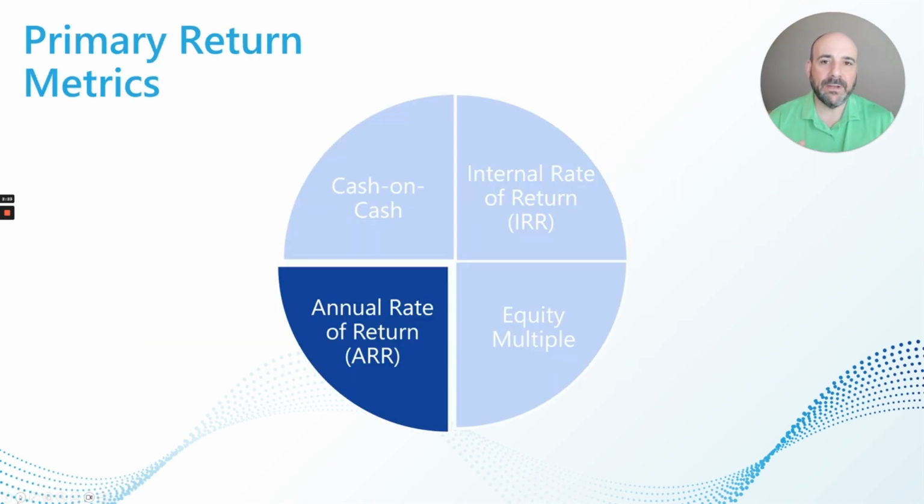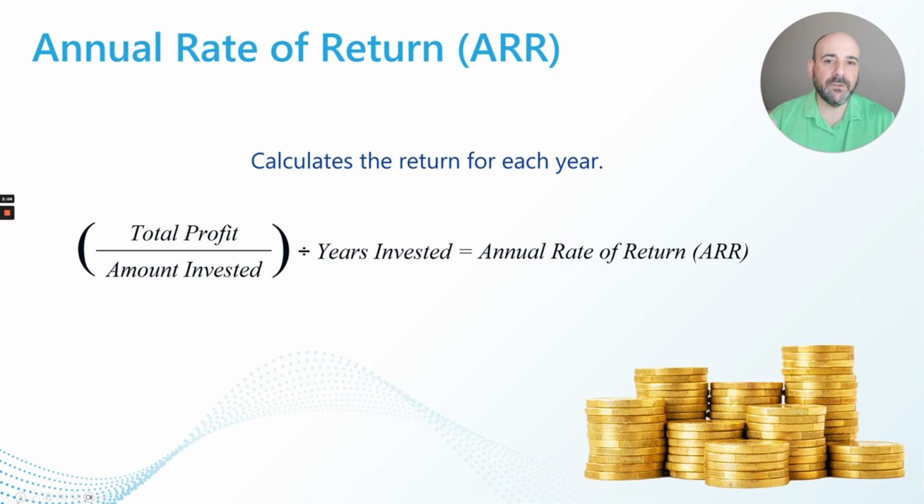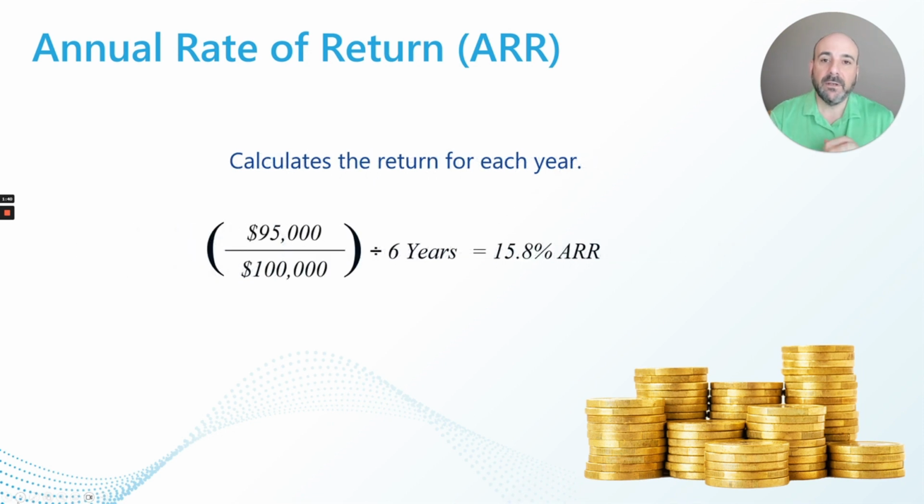Now let's talk about annual rate of return. So average annual return is pretty simple. You just calculate the return for each year of the investment. So say it was a 6-year hold, it was bought, held for 6 years, and then sold. You take the total profit made from that investment divided by the amount invested and divide that by the years invested to equal the annual rate of return. So just as an example here, if you had $95,000 of profit at the end of the day and you invested $100,000, you divide that by 6 years and you'll have a 15.8% average rate of return, which gives you just a basic idea of what the return is across the board.